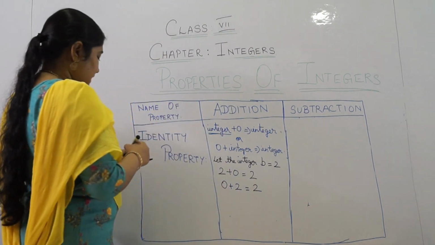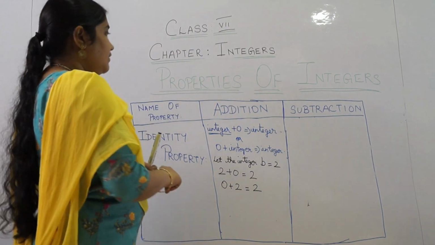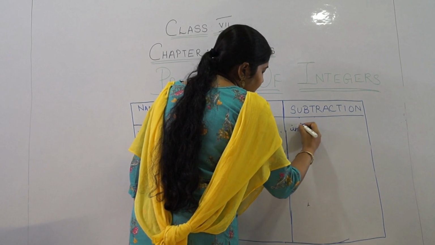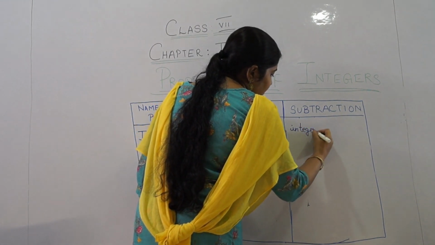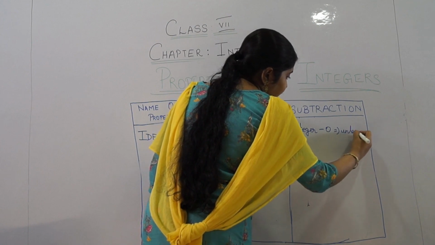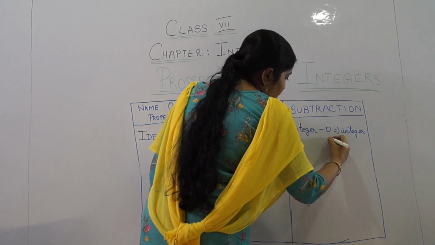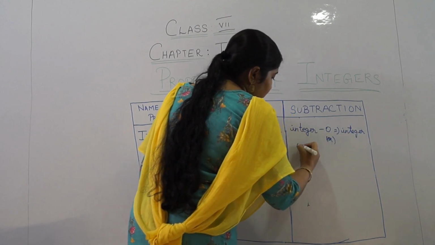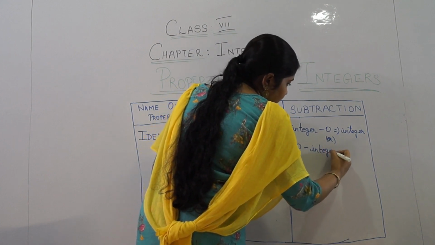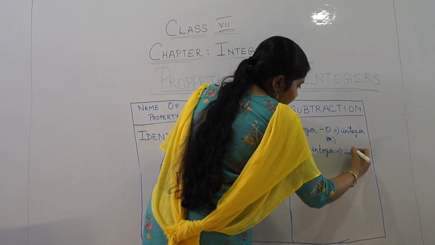Now let's see if the same property holds good for subtraction. Here, since it is subtraction, integer minus 0 should give you the integer itself, or 0 minus the integer should give you the integer itself.